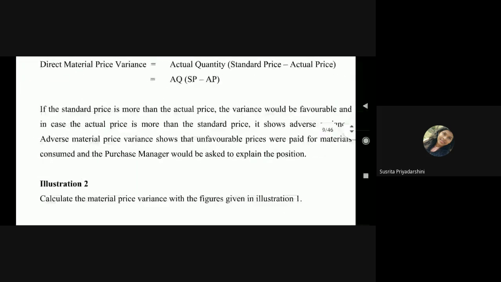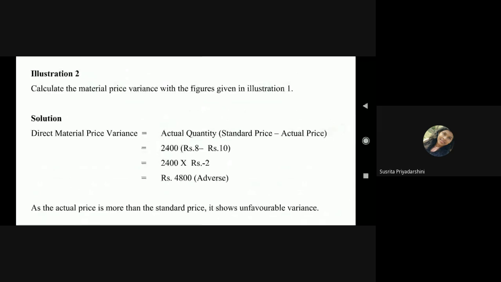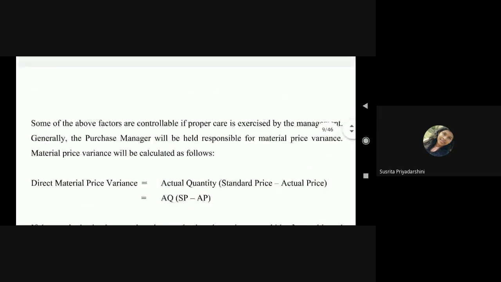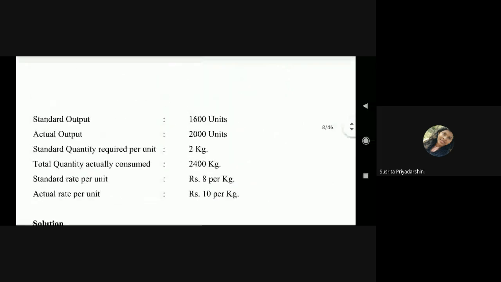Next comes a question, you have to find out the material price variance. Okay, so this was the question. So see here, it is the question. So you have to find out the material price variance. So standard quantity, how much? Standard output is 1600 and actual output is 2000. But actual quantity which is consumed, how much total quantity actually consumed? 2400. So it is the actual quantity. So 2400 multiplied by standard price minus actual price.